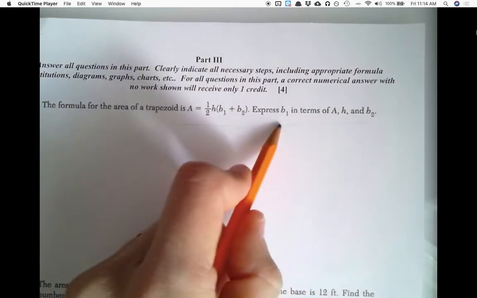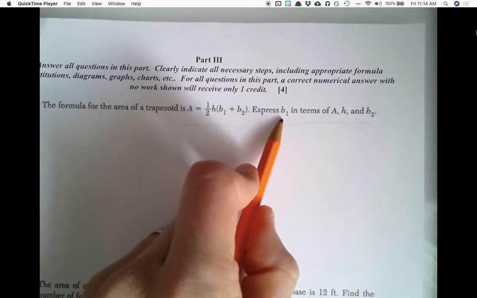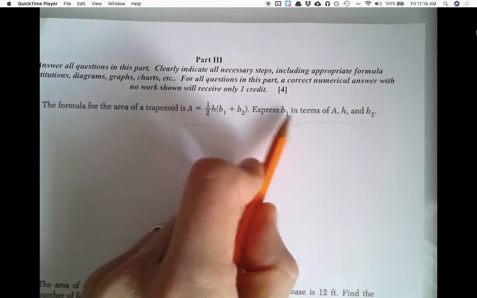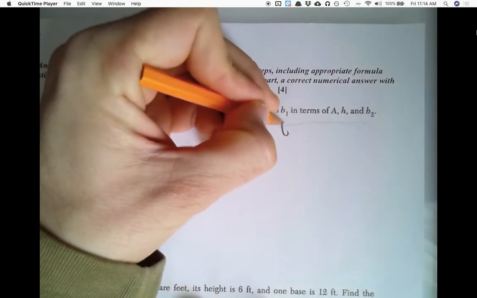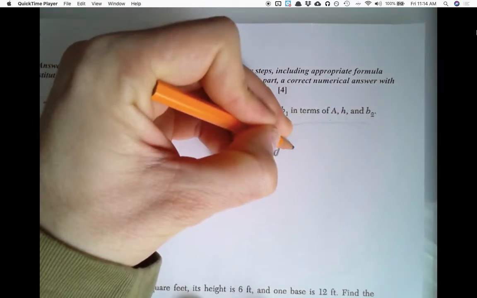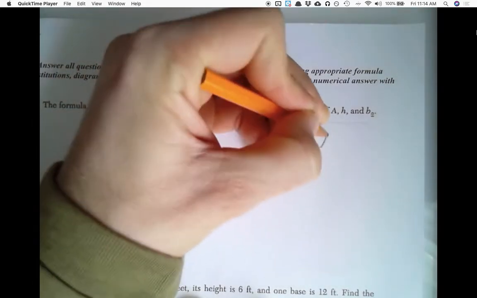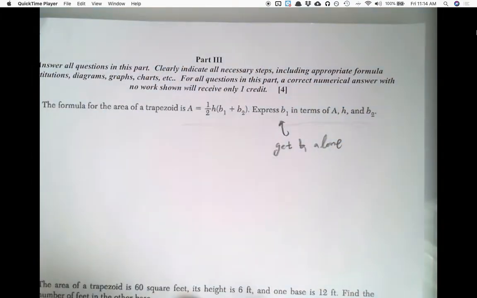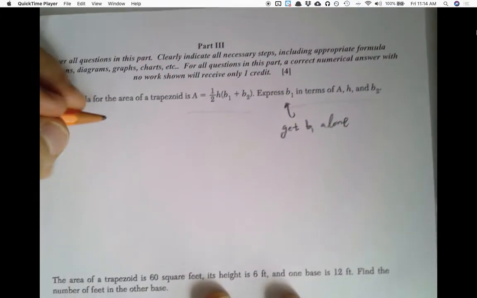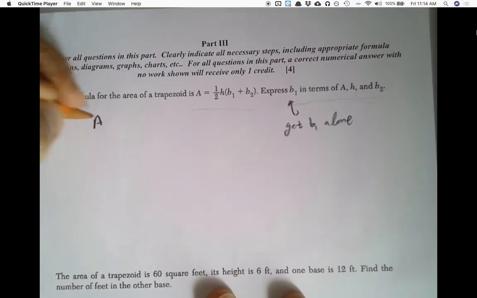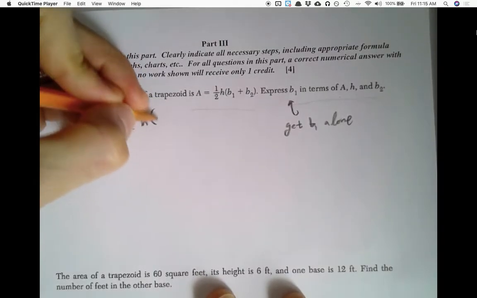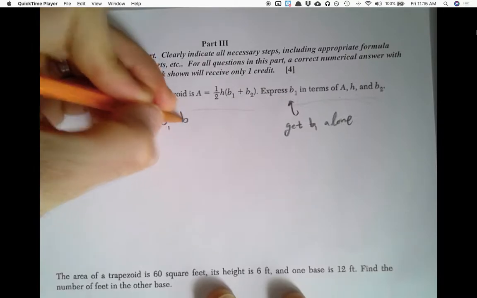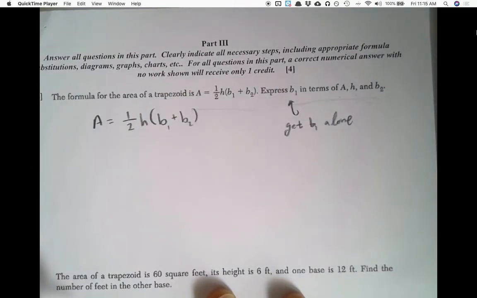People might be wondering, which one should I get by itself? Well, it's the one they have by itself. Express b1 in terms of means the others are just going to be the other variables there. So here it's saying get b1 alone. Let's get it alone then. I'll rewrite my whole equation: A equals 1/2 h (b1 plus b2).